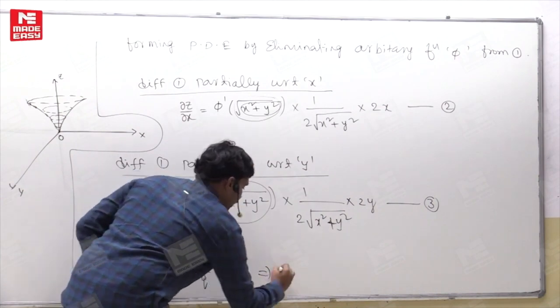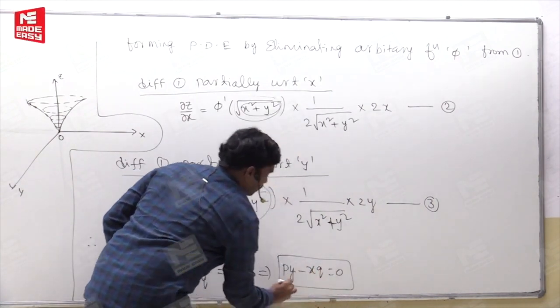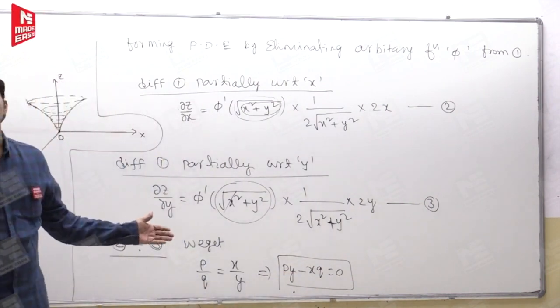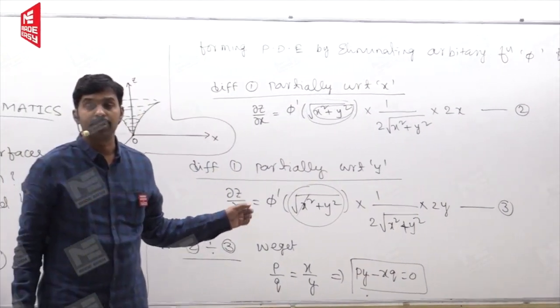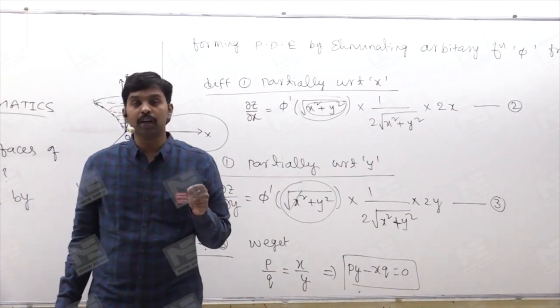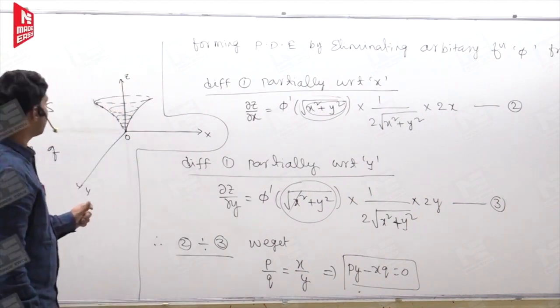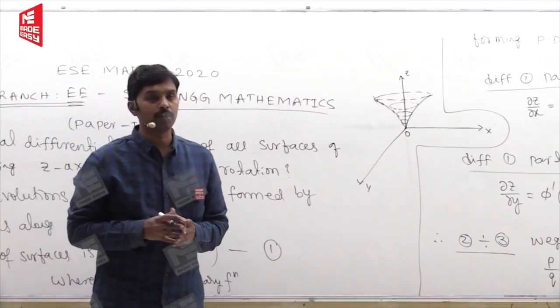So this implies here py minus xq is equal to 0. So this is the required partial differential equation for the surfaces of revolution when taking the z-axis as the axis of rotation. So this is a theoretical question. I just want to say that.